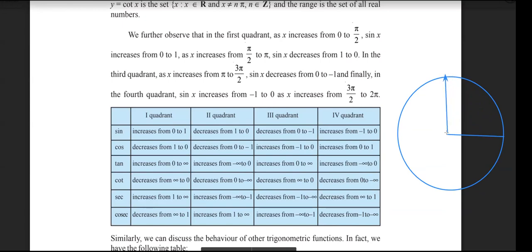But when you talk about this side, the perpendicular is decreasing and the base is increasing. And then so on, perpendicular increasing, base decreasing, but in the opposite direction. Okay. So I hope all of you know what happens to the ratio when the sign is changing.